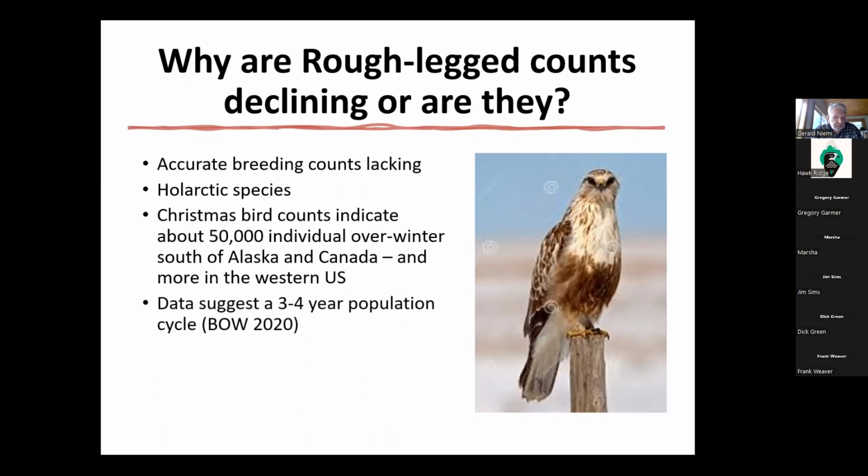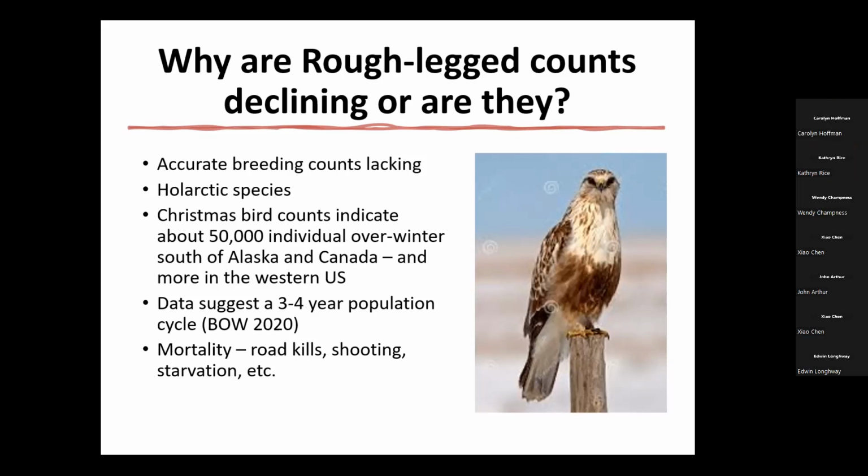The data suggests there's a 3 to 4 year population cycle in that population, and we observe that in our Hawk Ridge data. Major mortality appears to be potentially roadkills, again shooting, and simply shortage of food in that species. So again, it's a very difficult species to study. We don't know that much about it because the large population breeds in Canada and in the northern regions.